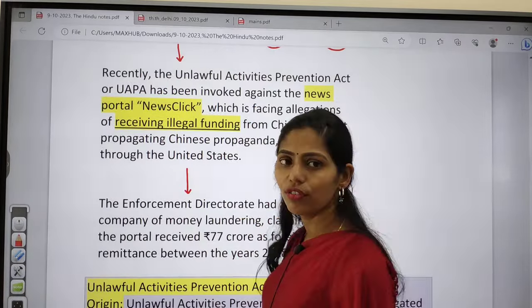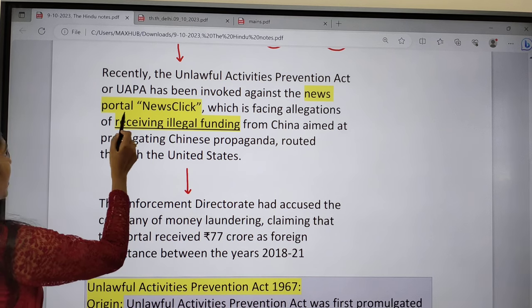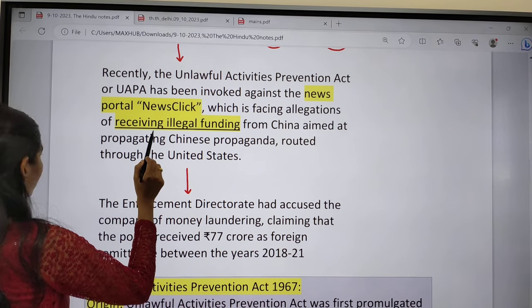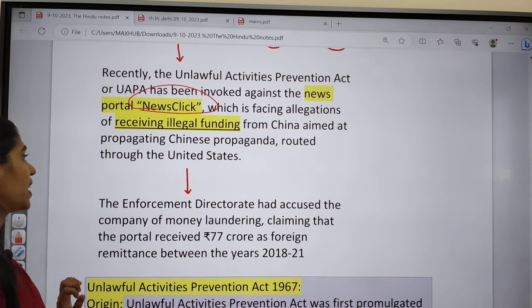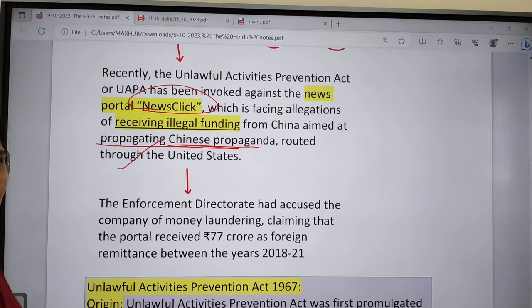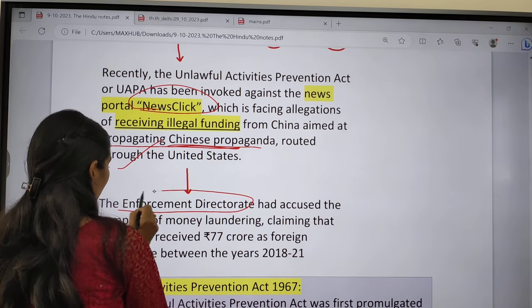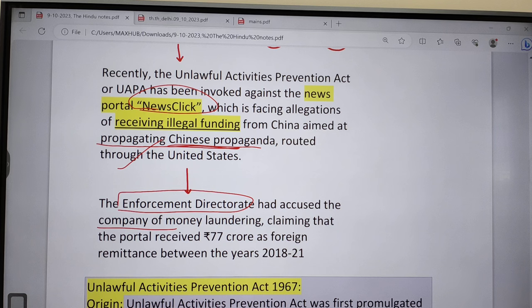Recently the Unlawful Activities Prevention Act, that is UAPA, has been invoked against the news portal NewsClick. It is facing allegations that it is receiving illegal funding from China and propagating Chinese propaganda. Because of this allegation, they are filing UAPA against its members. Recently the Enforcement Directorate accused the company of money laundering, saying the portal received about 77,000 crore rupees as foreign remittances in 2018-2021. Because of this, it is facing the charges of UAPA.